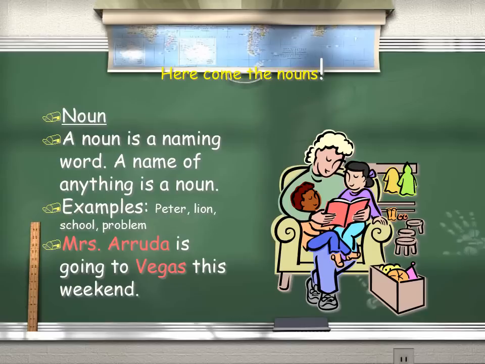Let's look at this sentence. Mrs. Aruda is going to Vegas this weekend. Now, Mrs. Aruda is a name of a person, so that makes it a noun. And Vegas is the name of a place, which is also a noun.